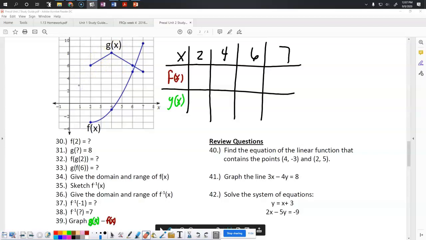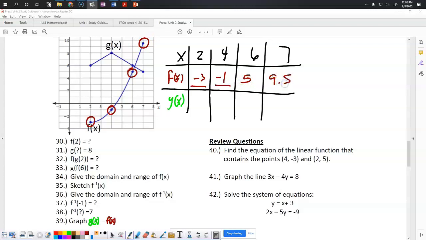Now the next thing you're going to do is go through and put the y values for each of those. When x equals 2, what's the y value for the f function? The y value there would be negative 3. How about when x equals 4, what's the y value for the f function? That would be negative 1. When x equals 6, on the f function, the y value is 5. And when x equals 7, the y value is 9.5.